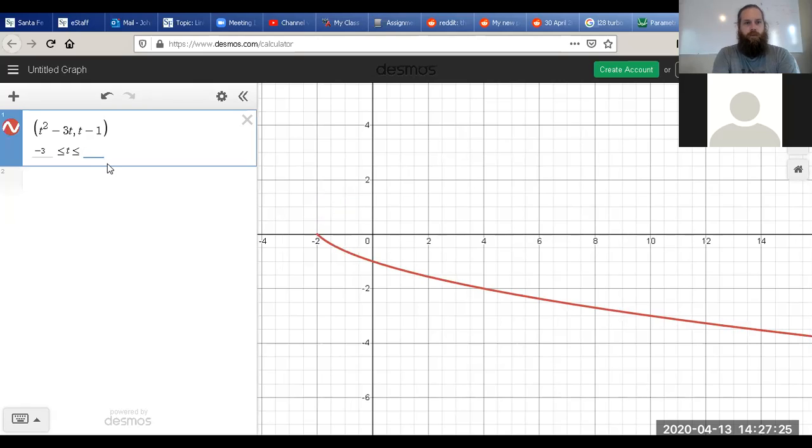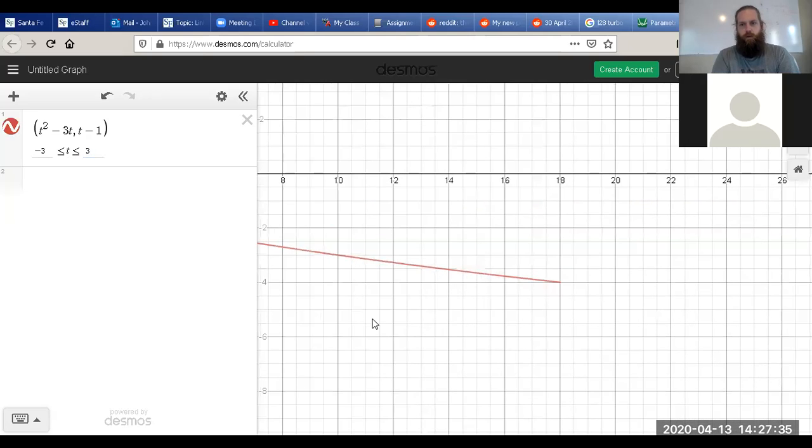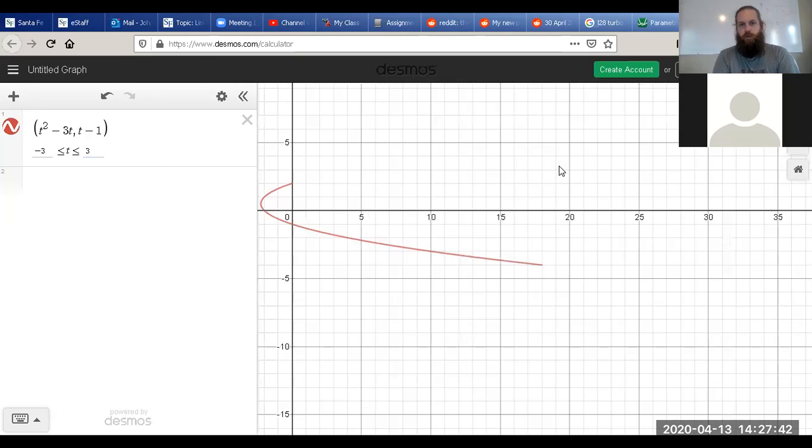So let's think of it like this for now. My particle starts all the way out here at this point, right? My initial point. And then it moves along this path. So here's t equals -3, -2, -1, 0, 1, 2, 3. So it moves along this path, starting at this initial point and ending at this terminal point.